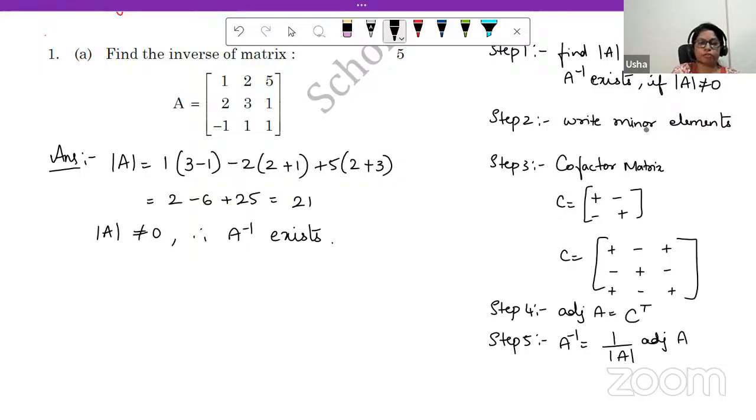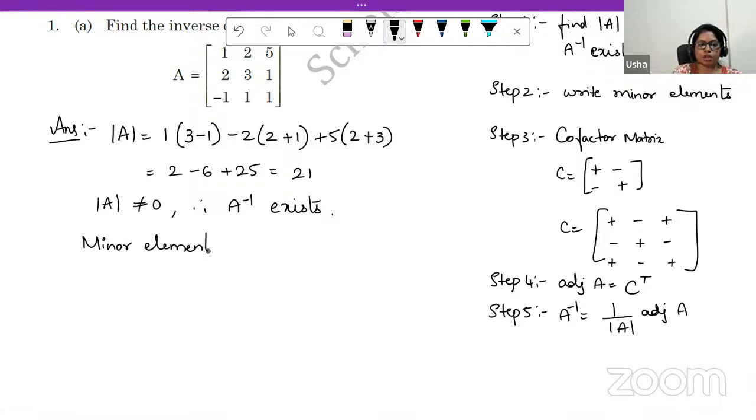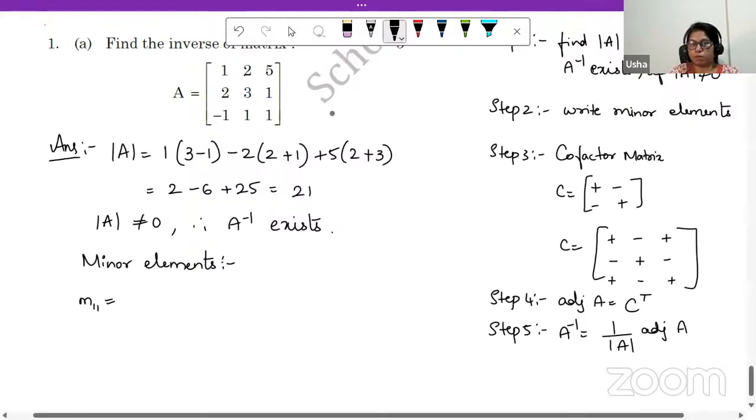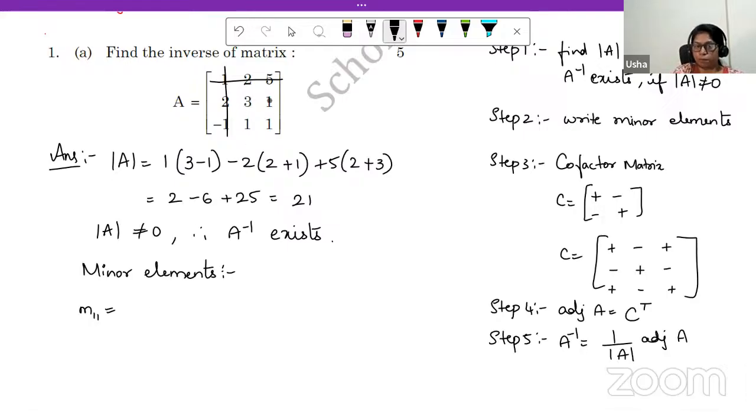Step 1 done. Now we will write the minor elements. You can write as you like. I'm going to write this as A11, A12, A13, 21, 22, 23, 31, 32, 33. For all these, I'm going to write M11, M12 to denote minor elements. M11 is the minor of the first row, first column element. So leave the first row and first column and find the determinant of the rest. That is M11. So 3 into 1 minus 1 into 1, which is basically this 2.